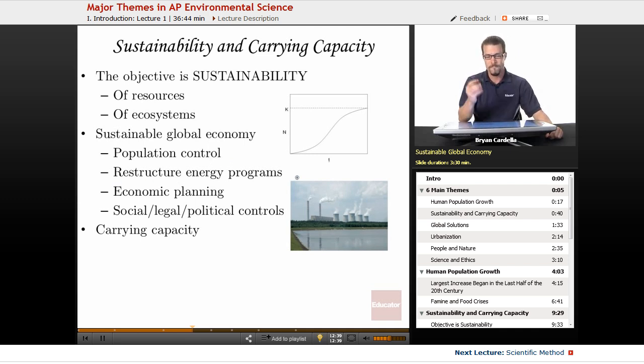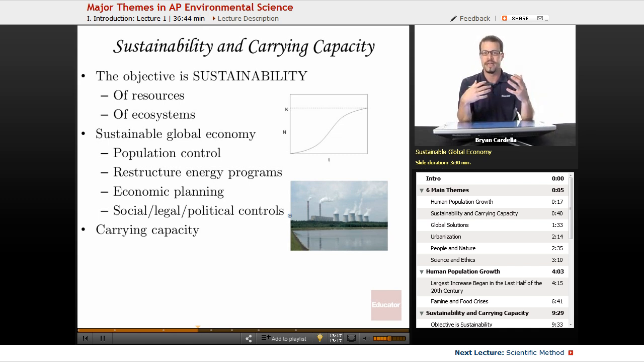Restructure energy programs. So what's not sustainable is having dependence on fossil fuels. If we keep depending on fossil fuels, in the near future, that's going to pose a problem. Not just because of how we're affecting the environment, but that's not a renewable resource. Economic planning, giving incentives to companies, whether it's tax breaks or giving some other incentive to use solar, wind power, water power, those things that are renewable. That's an important step.